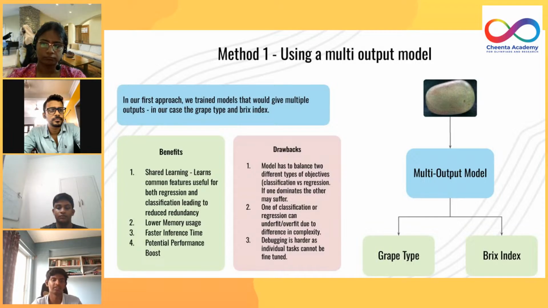On the other hand, it has a couple of drawbacks. First, the model has to balance between two different types of objectives, that is, classification and regression. And if one dominates, the other may suffer. One of the classification or regression can also underfit or overfit due to difference in complexity. And lastly, it can be difficult to debug as individual tasks cannot be fine-tuned. Next slide.